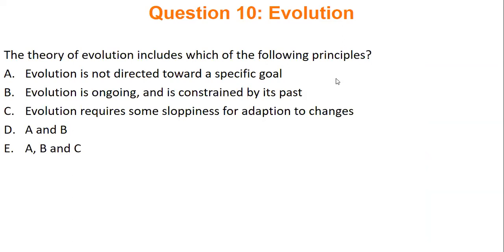Yeah, so evolution. The theory of evolution includes which of these principles? And let me pull up the poll again. Here I actually have the question in. Okay, so here are our 3 topics. Is evolution not directed towards a specific goal? Is evolution ongoing and constrained by its past? And does evolution require some sloppiness for adaptations to change? Or is it A, B, or is it all 3?